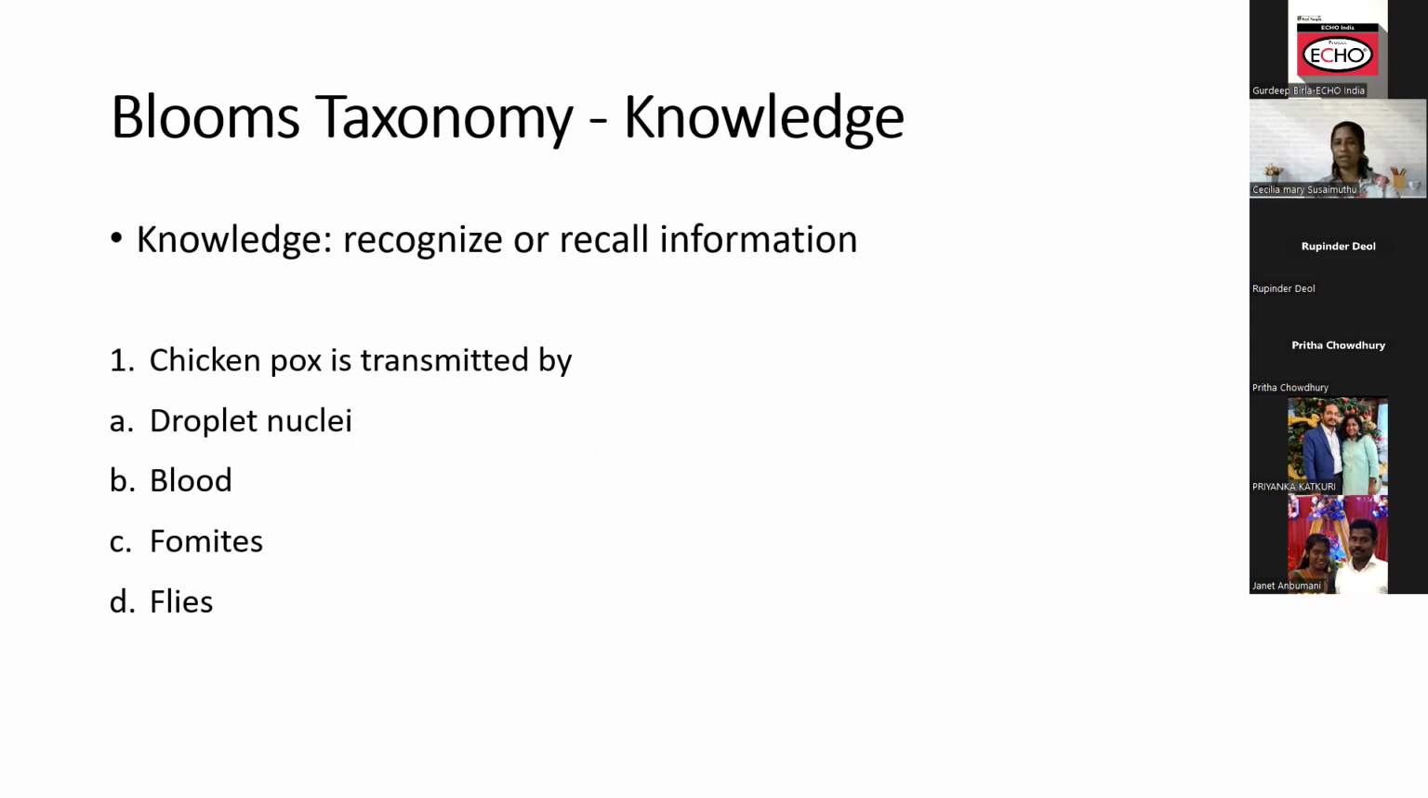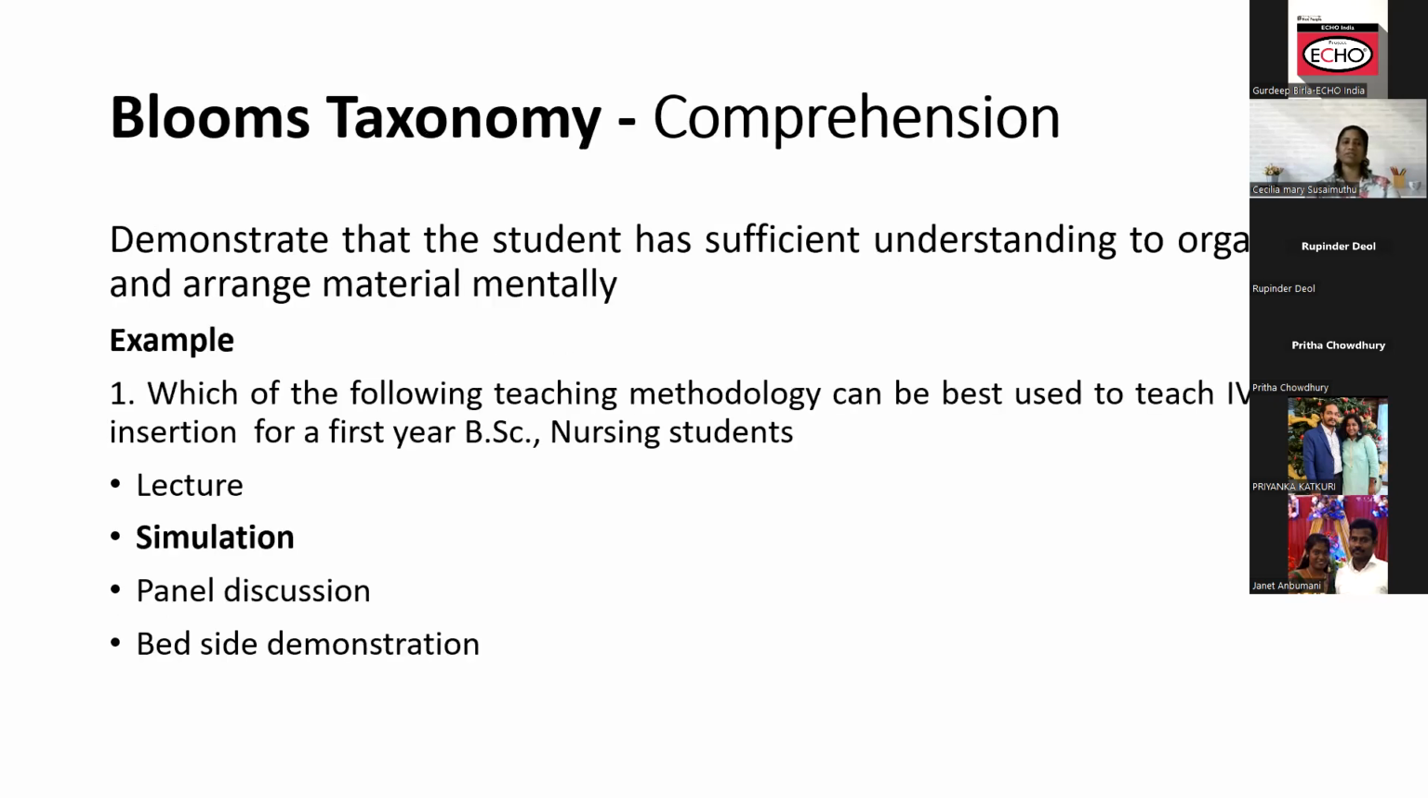For example, knowledge. The first basic level is knowledge. Knowledge is to recognize or recall information. In this type, we can always have a question like, chickenpox is transmitted by. So here we have 4 options and it is only knowledge. If the student knows, then they will be able to answer this question.